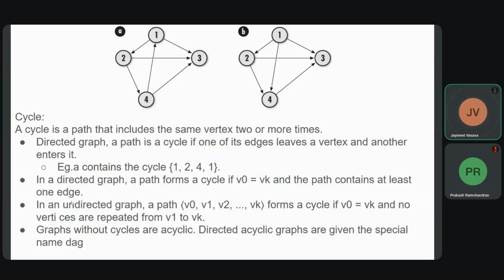In a directed graph, a path forms a cycle if v0 equals vk and the path contains at least one edge. In an undirected graph, a path from v0 to vk forms a cycle if v0 equals vk and no vertices are repeated from v1 to vk. Graphs without cycles are acyclic graphs, and directed acyclic graphs are also called DAGs.